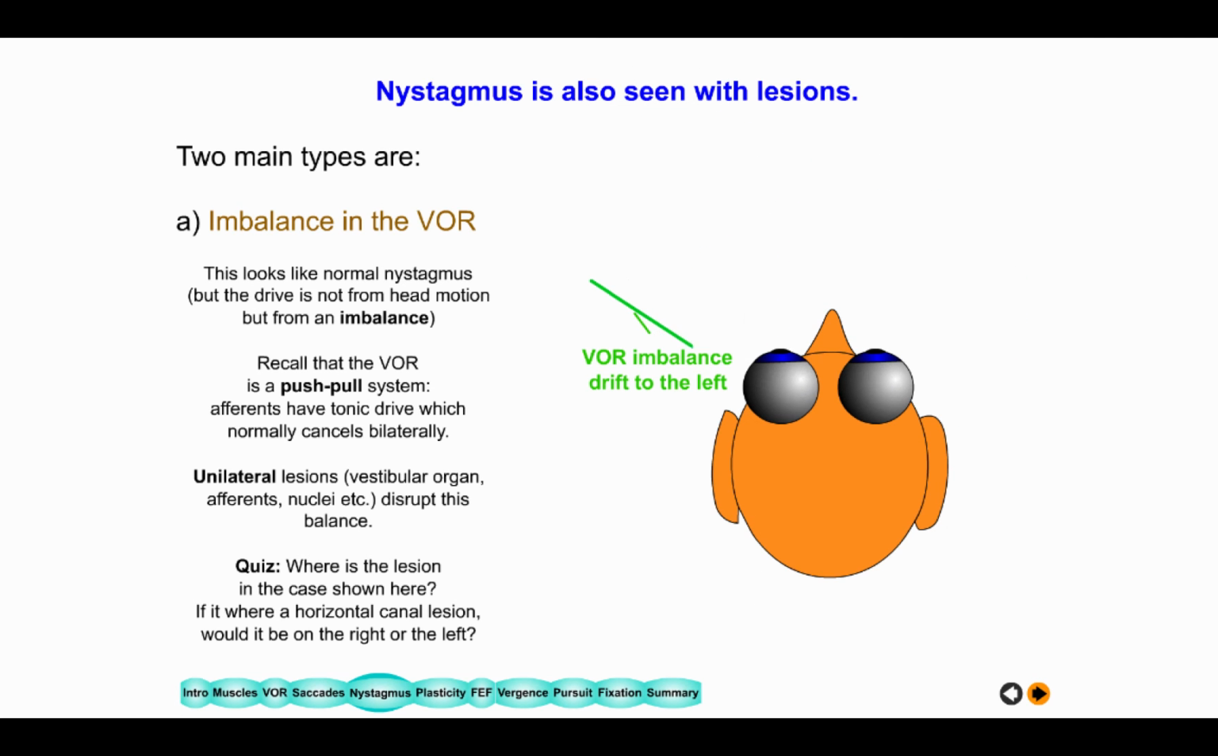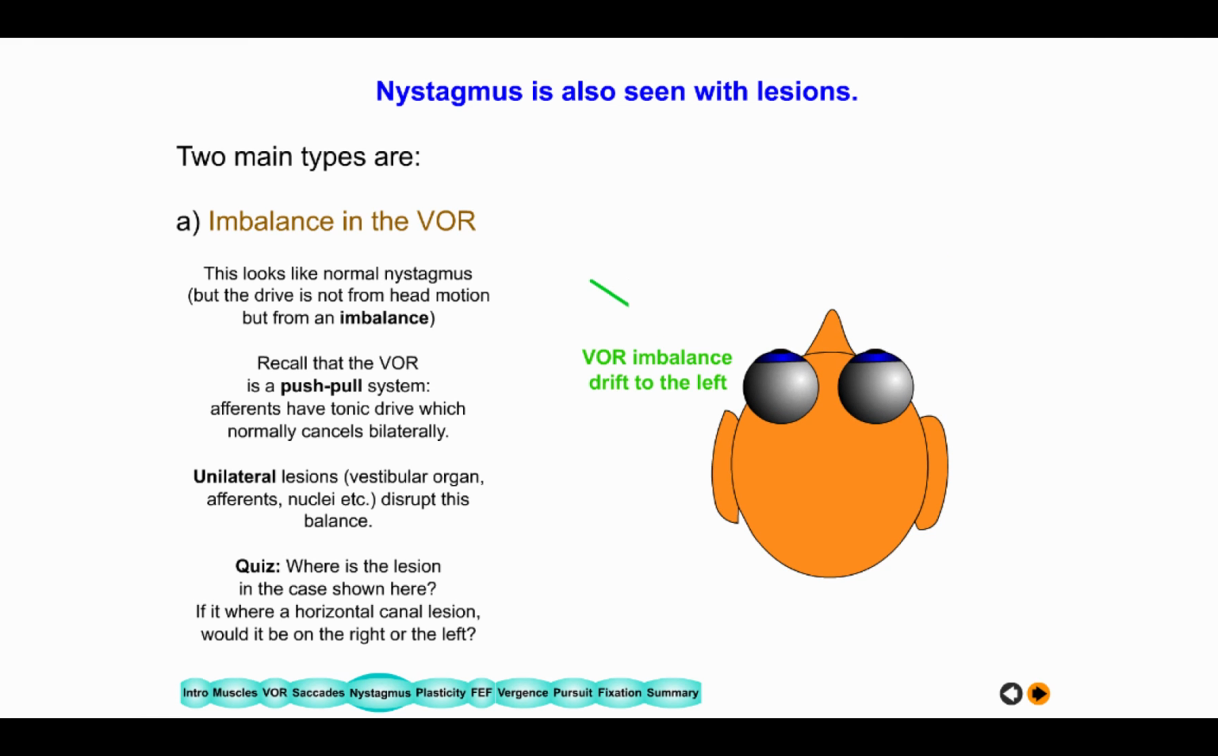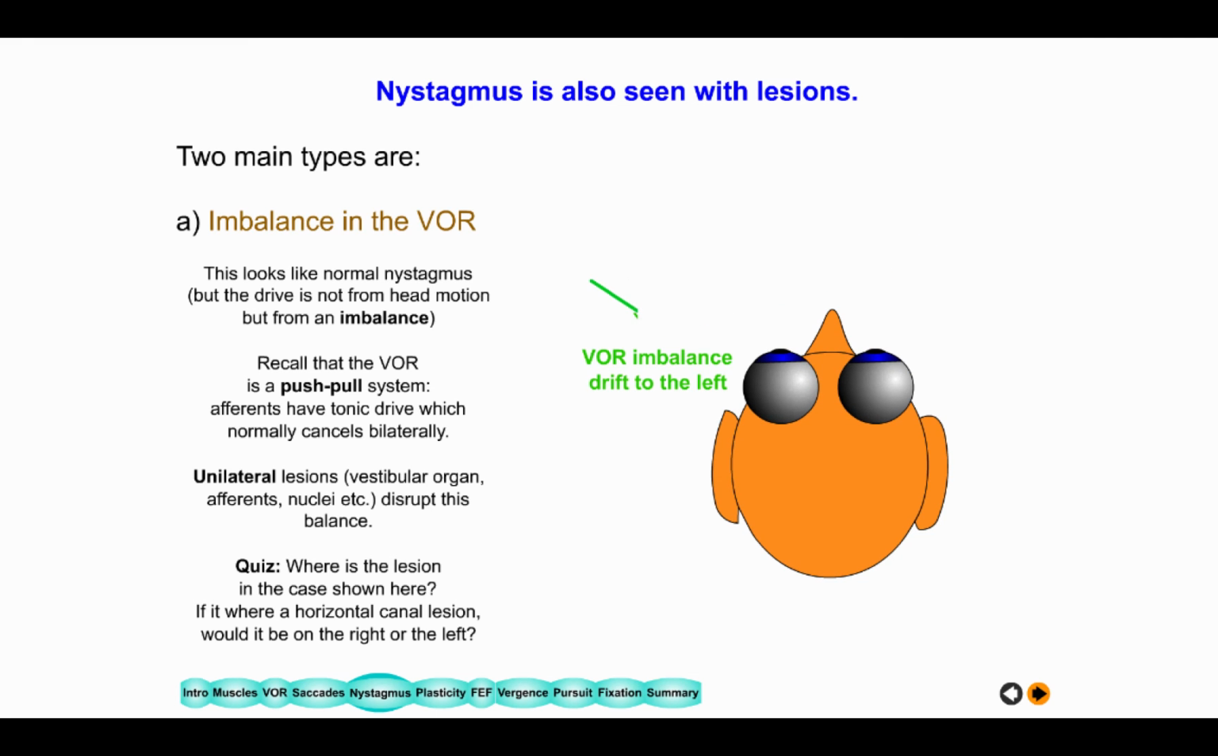Okay. Sometimes you get the very same type of movement, but you've got a lesion. You can see here, again, you're getting what's called nystagmus. But in this case, there's a fundamental difference between what we saw before and what we're seeing now. In this case, we're getting nystagmus, but the head isn't turning.